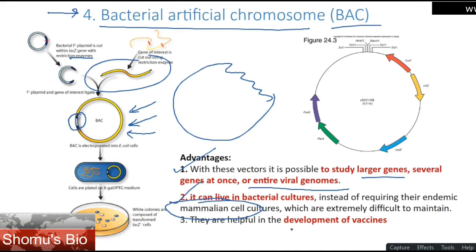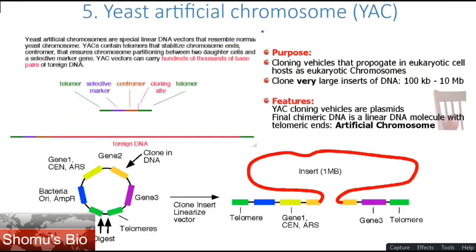They are helpful in the development of vaccines, because as we're dealing with different viral genomes, we can clone the different viral genomes, and also we can clone any particular part of the viral genome against which we want to develop the vaccine. So that is also very beneficial for developing vaccines. And the fifth vector is the yeast artificial chromosome, or YAC.